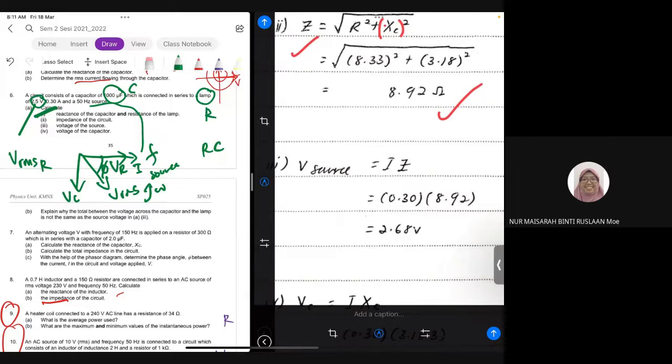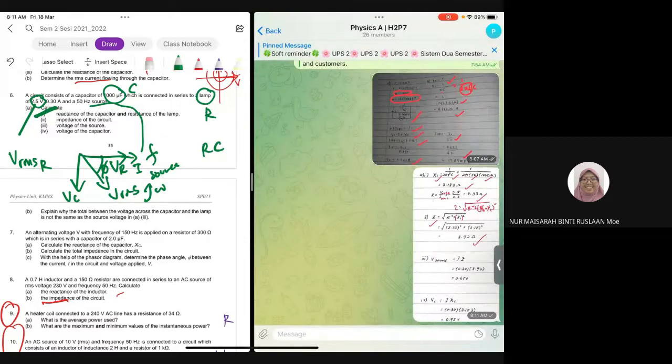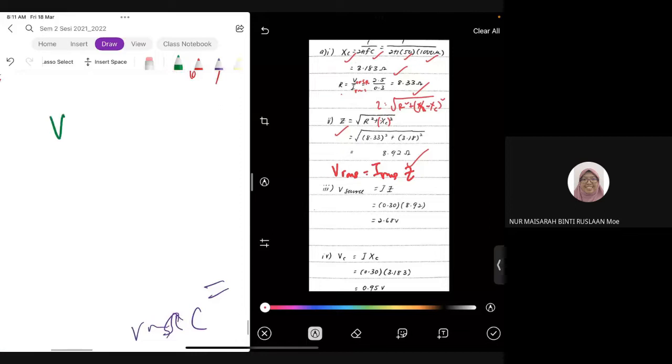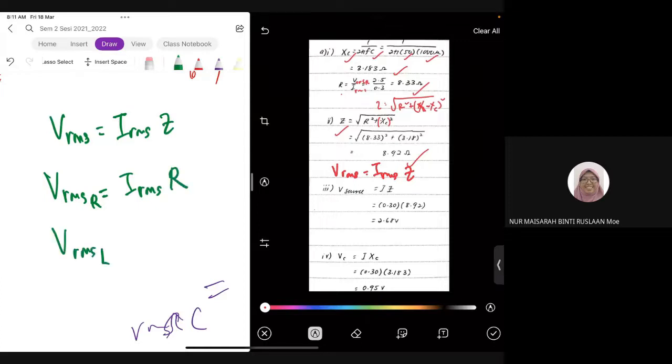So V source kawan you letak V source adalah VRMS. Actually, they ask you about VRMS, so equals to I RMS Z. Kena faham tu. Kalau V source, actually dia adalah V dekat power supply. So power supply RMS lah Z. Kalau V dekat RMS R, kita akan ambil I RMS R. V RMS L, I RMS XL.